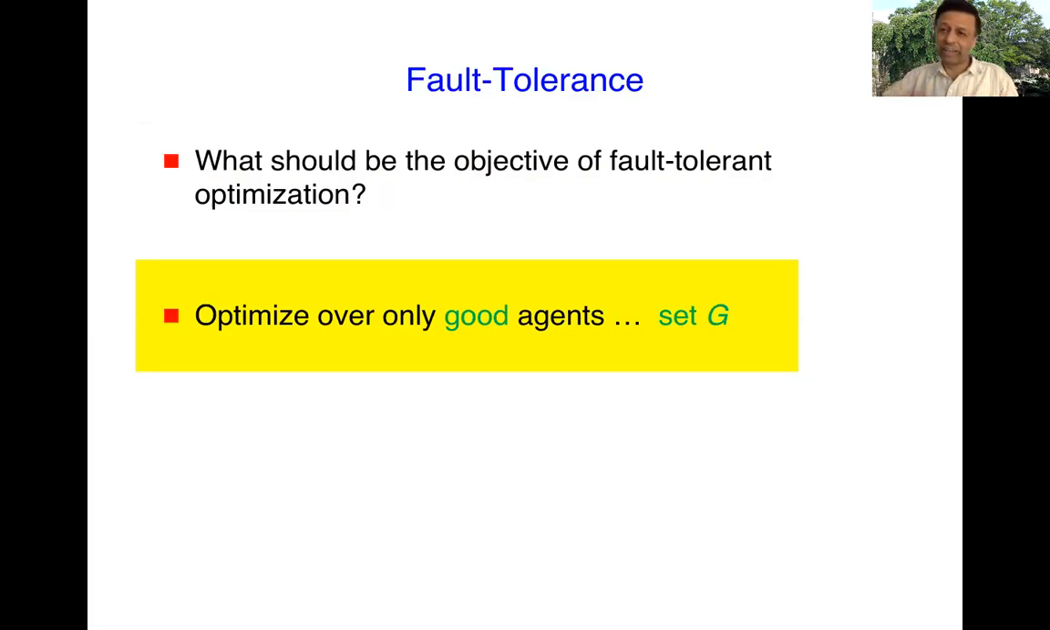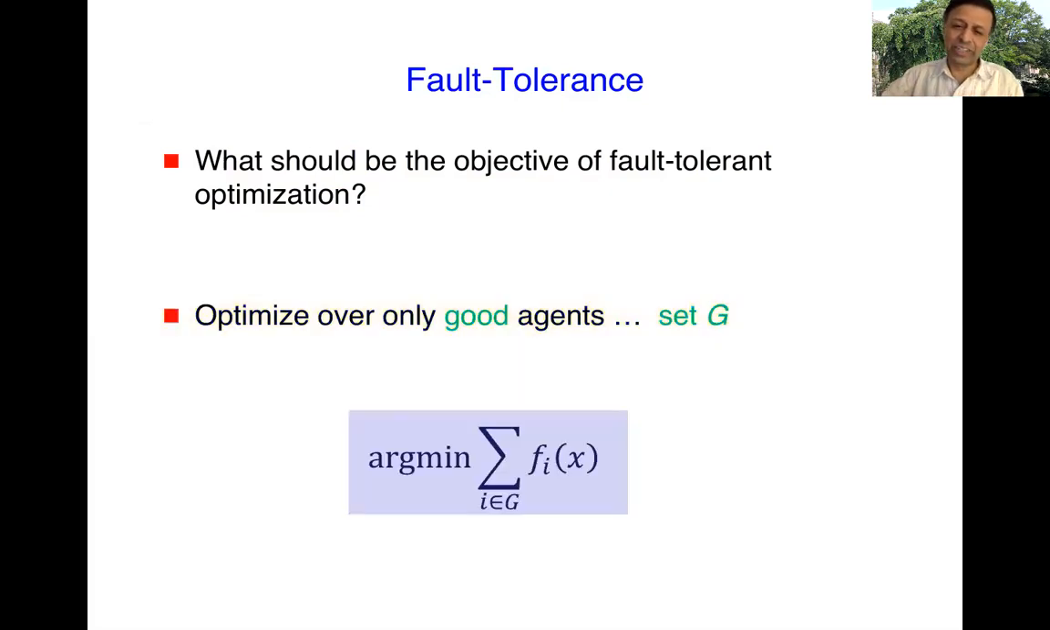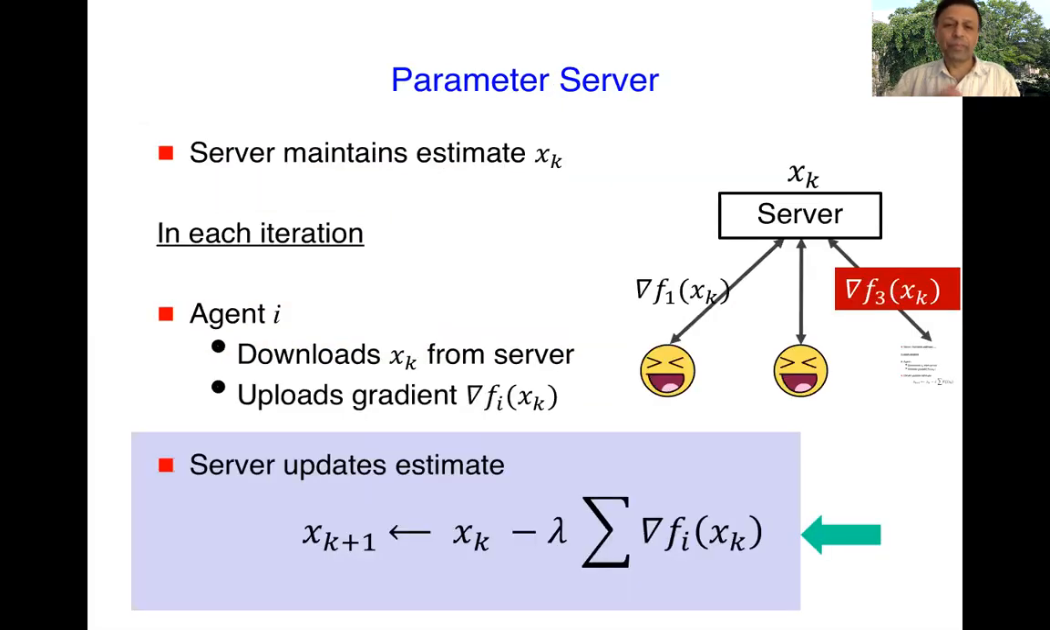They can change in different executions, right? If I run the system today, agent number 1 may be faulty. Next year, it might be agent 2, or somebody else running a system like this may have agent 2 faulty. So let's say G is the set of good agents. Then we want to minimize the cost of just the good agents. So summation Fi of X, but this time over just the good agents, not all the agents.